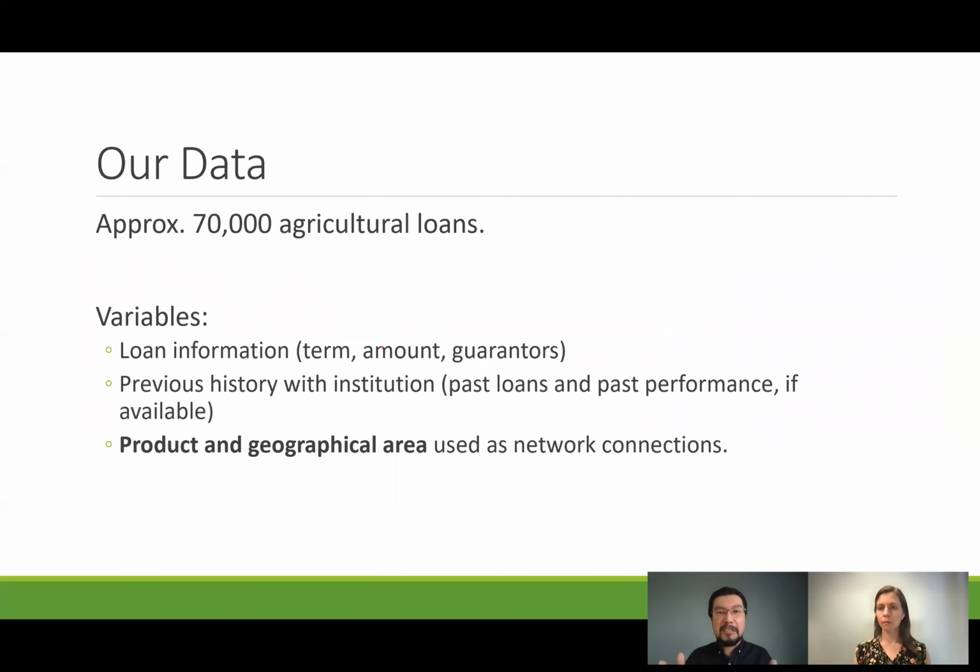We had a decently sized data set of 70,000 agricultural loans, with information from the loan, from the previous history with the institutions, other past loans, and past repayment history, which we call the behavioral data set, and some product and geographical area information that we use to construct the networks, which is going to be explained right now by my colleague.